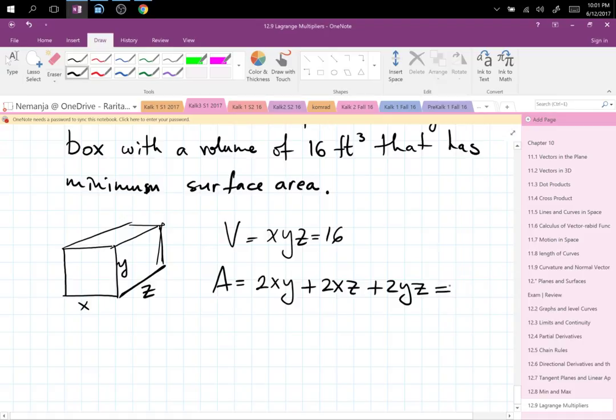And we want that area to be minimum. Now, why would you want a minimum surface area? What is that guarantee? Cost efficiency. Why and how? Excellent. Less material. Less material to make the box.